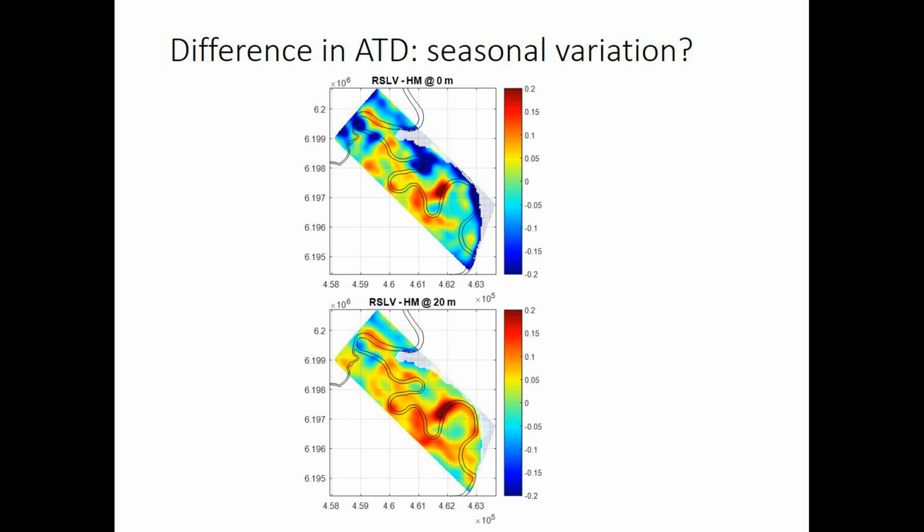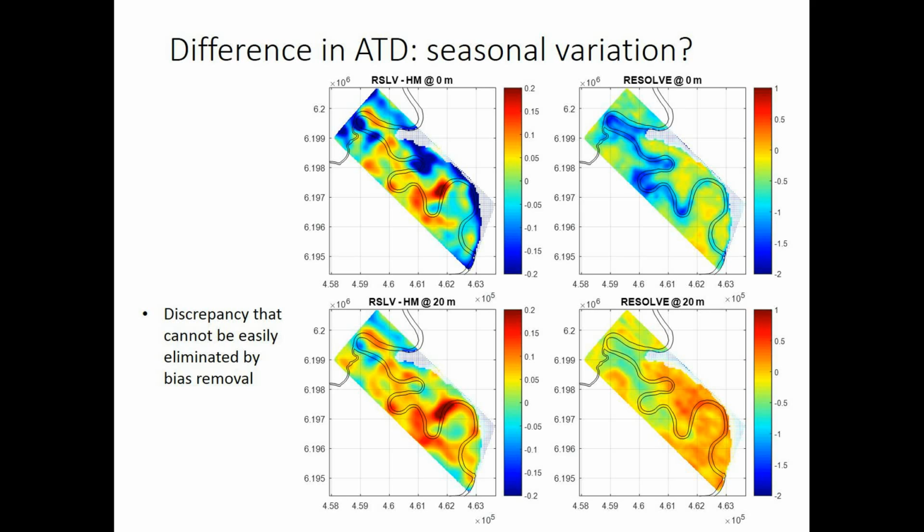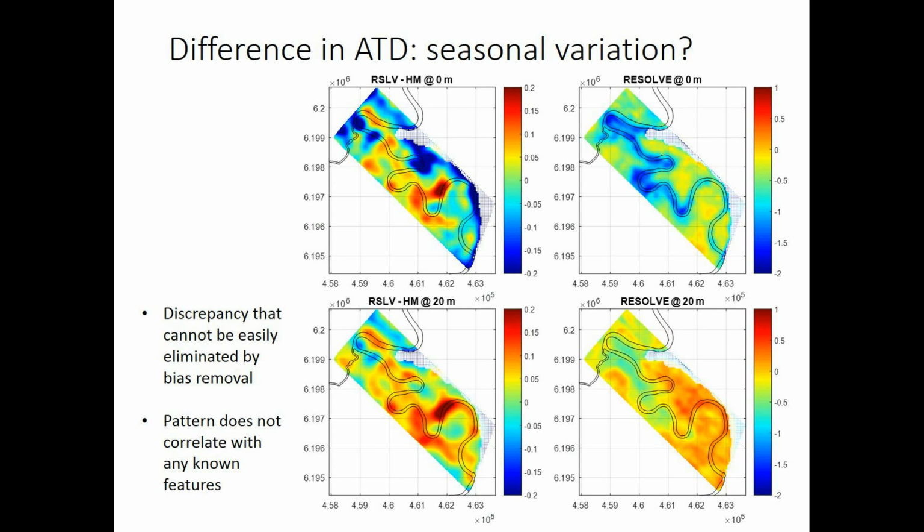This is the result, this is the result minus high moment on the surface, result minus high moment 20 meters deep. So those are discrepancies in the model that cannot be easily removed by just getting rid of time channels. They are always there. And also if you compare this with just a result model and some other flat lines, some features, we just can't find this pattern to be in correlation with any known feature.